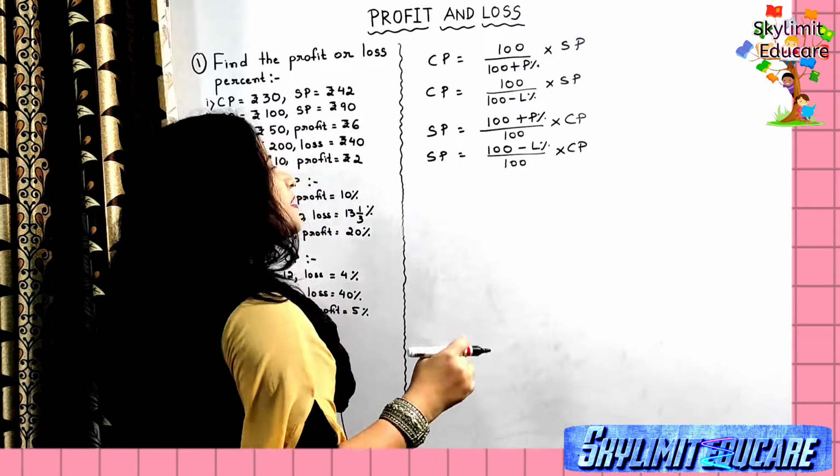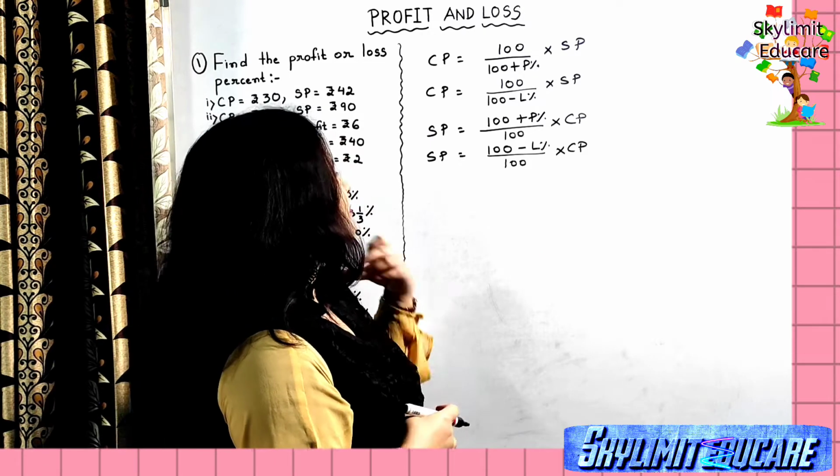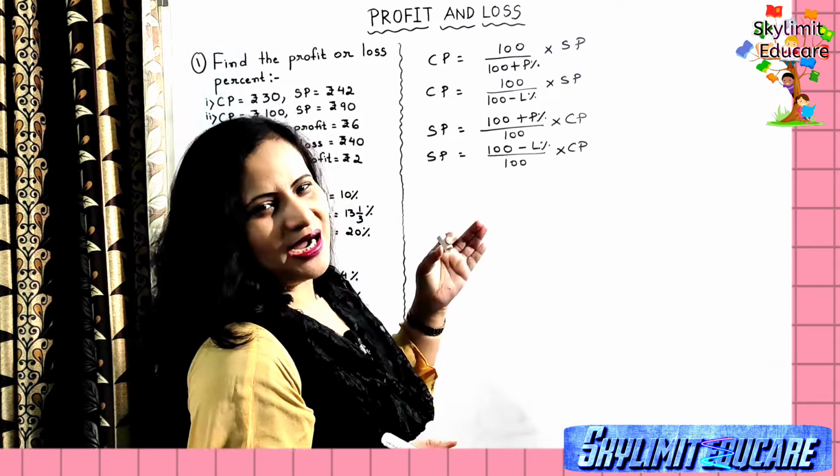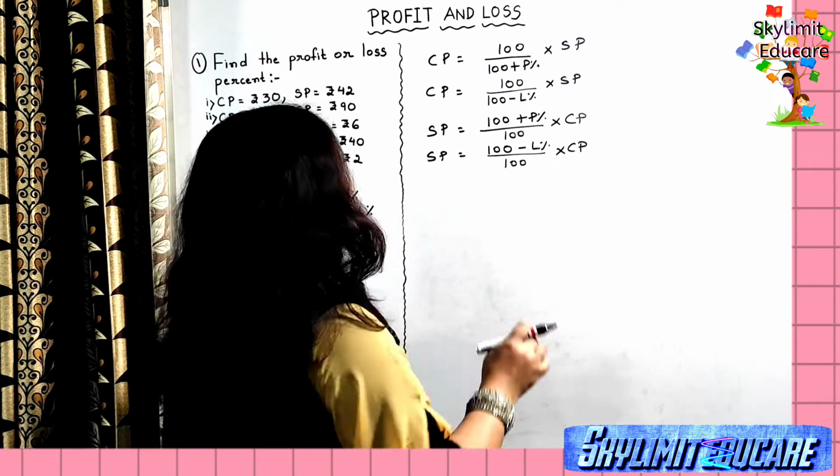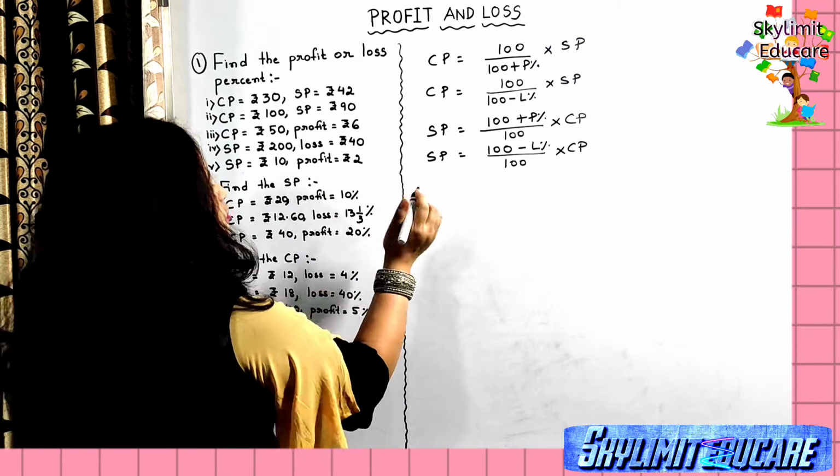So when there is a loss percent, you have to subtract from 100, and when there is a profit percent, you have to add profit percent to 100. That's it. And these are the 4 formulas. These 4 formulas you have to remember properly. Clear? So now let's solve the first question.